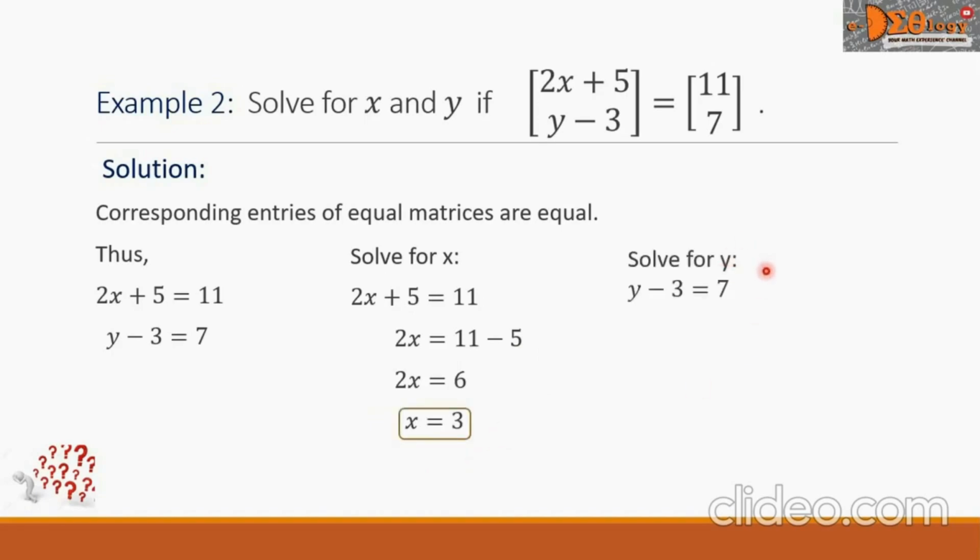Let us now solve for y. We copy the second equation: y minus 3 equals 7. Let us isolate the y. This negative 3 we transpose to the right, so we now have y equals 7 plus 3, and the right side becomes 10. This is the value of y.